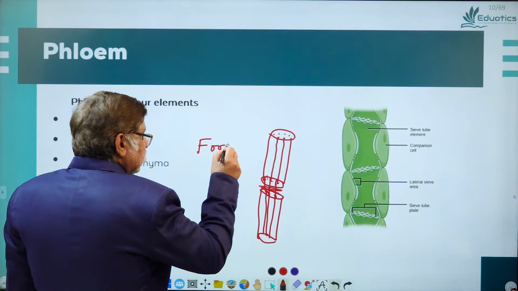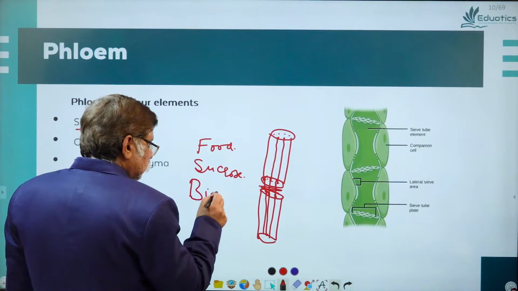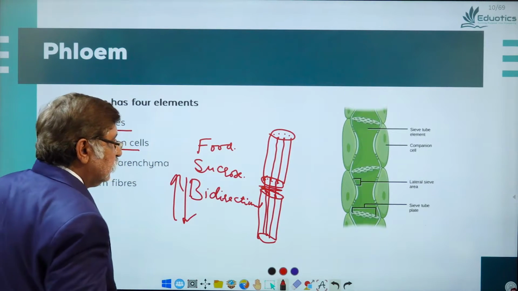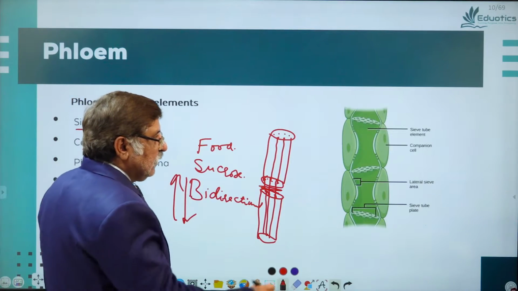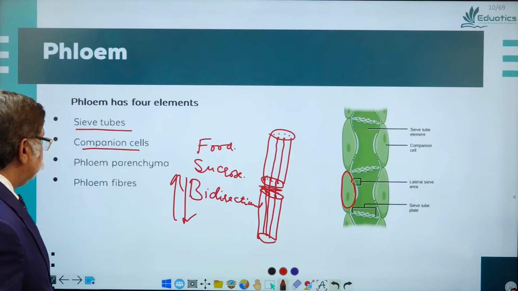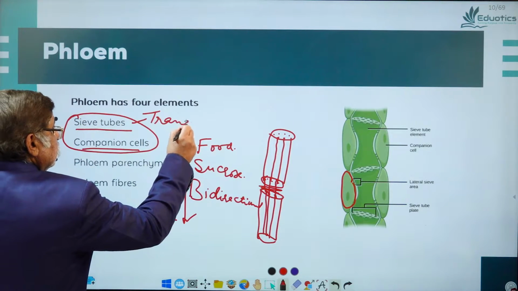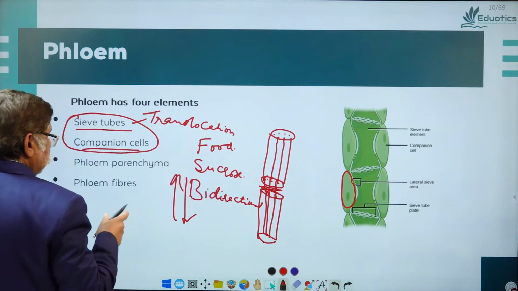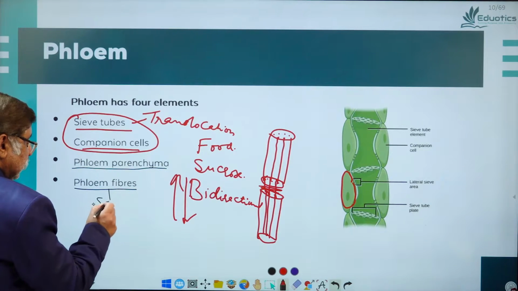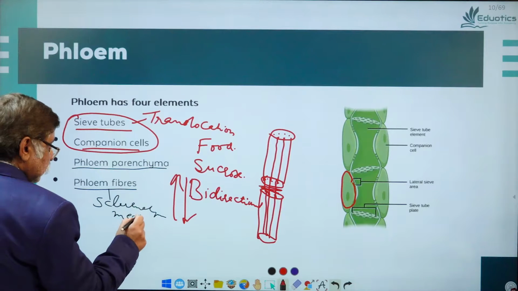Transportation of food is mainly in the form of sucrose and is bidirectional. It can be in upward direction also, it can be in downward direction also. And sieve tubes are flanked by companion cells which will help sieve tubes in transportation of food. So they are the main elements which are responsible for translocation of food. Phloem parenchyma will again help in storage of materials. Phloem fibers are again made up of sclerenchyma, which are dead fibers giving mechanical support.